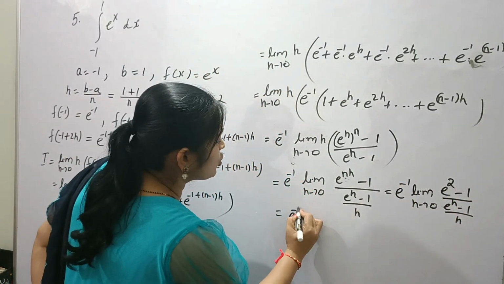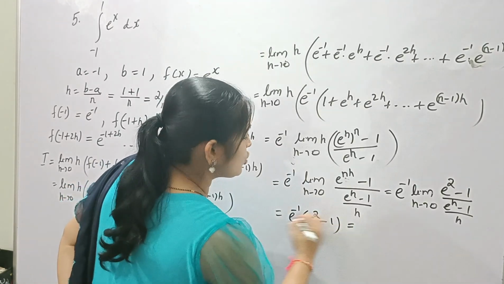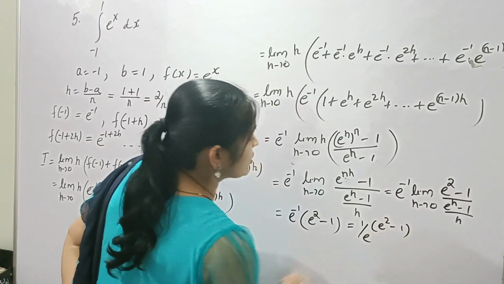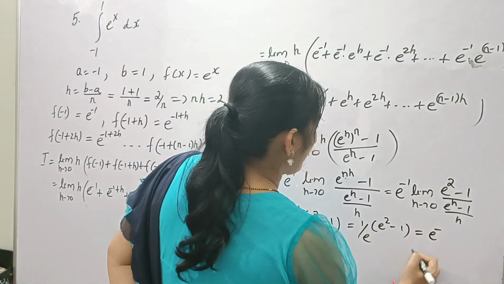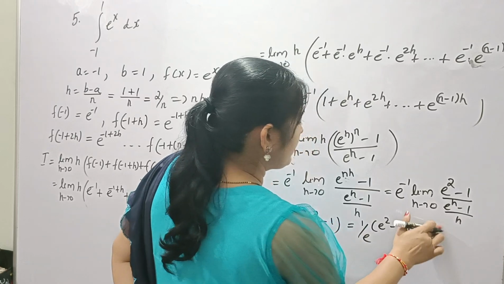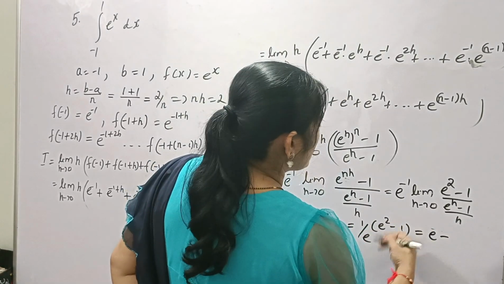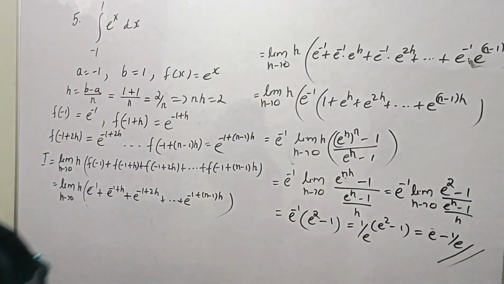Therefore, it will be e raised to minus 1 into e square minus 1. What is e raised to minus 1? That is 1 by e. 1 by e into e square minus 1, that is equal to, multiply 1 by e into e square, that is e minus 1 by e, right? E minus 1 by e.